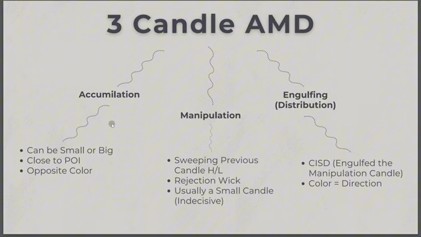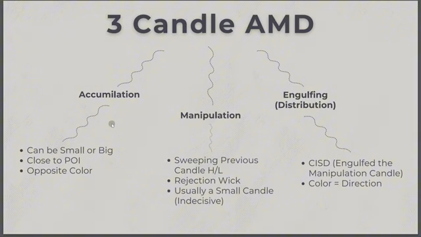But if we have a big range, then if we took the low of the range, we're going to aim for the high of the range. It means that the move is going to be bigger than with the smaller range. So it could be small or big, but I want it to be very close to a POI. That's how I prefer it.